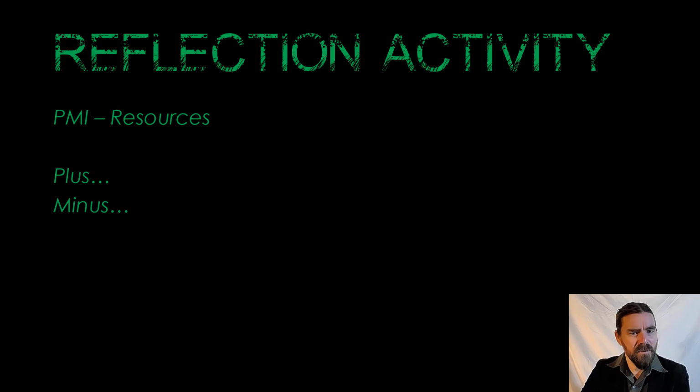And your reflection activity for today. So write down the words reflection activity really quickly. I'm going to do a PMI on resources. That means I want you to come up with one sentence that's a plus. What's a positive about resources? An M, what's a minus about resources? And an I, just something that you found interesting about resources.